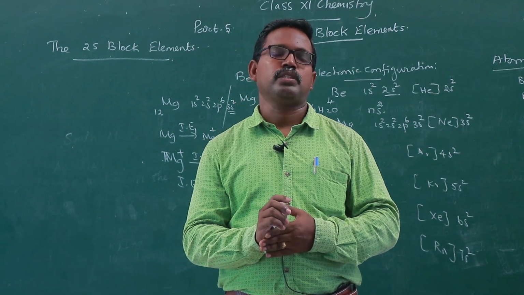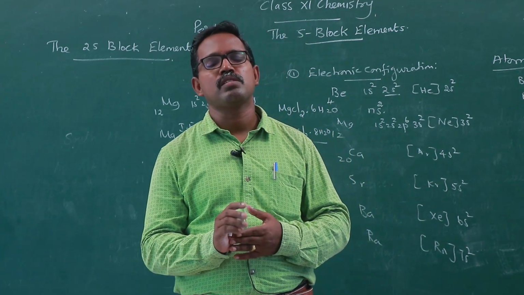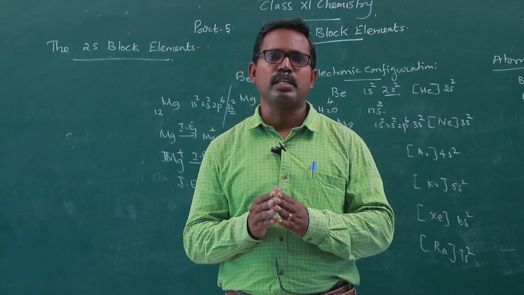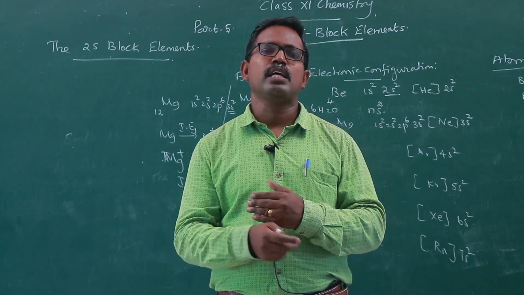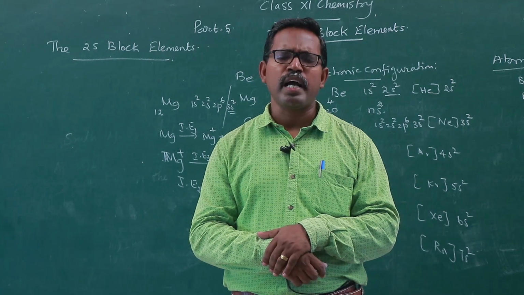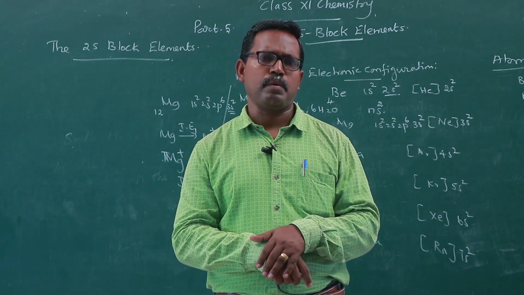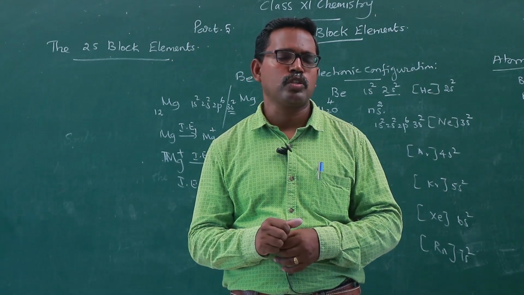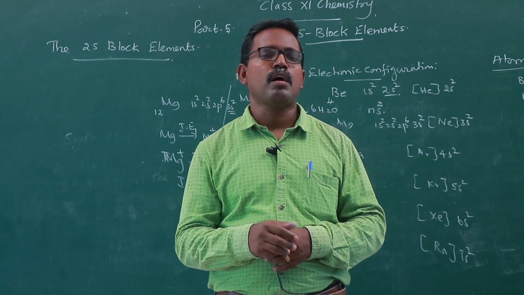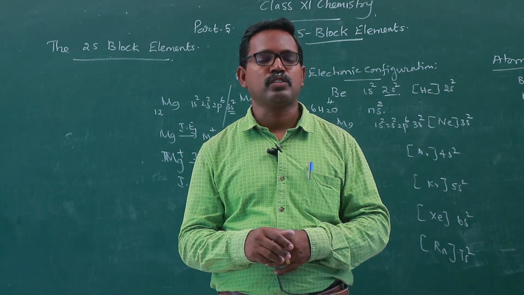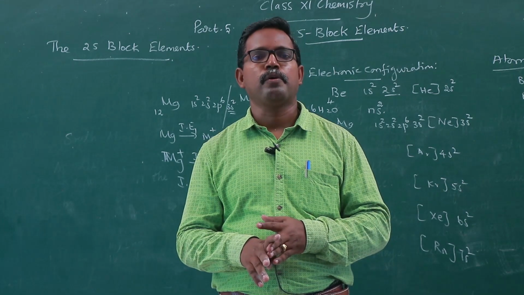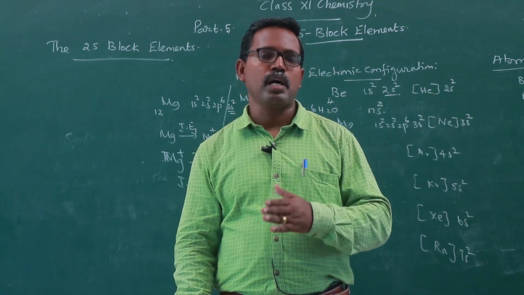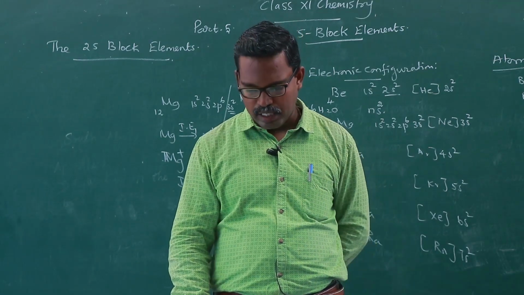Melting and boiling points. Alkaline earth metals, due to their softness, show low melting and boiling points. But comparing with the alkali metals, alkaline earth metals show higher melting and boiling points, because the 2 electrons in their valence shells are strongly held by the nucleus. We are supplying enormous energy to break this bond. Therefore, the alkaline earth metals show higher melting and boiling points when compared with the alkali metals.